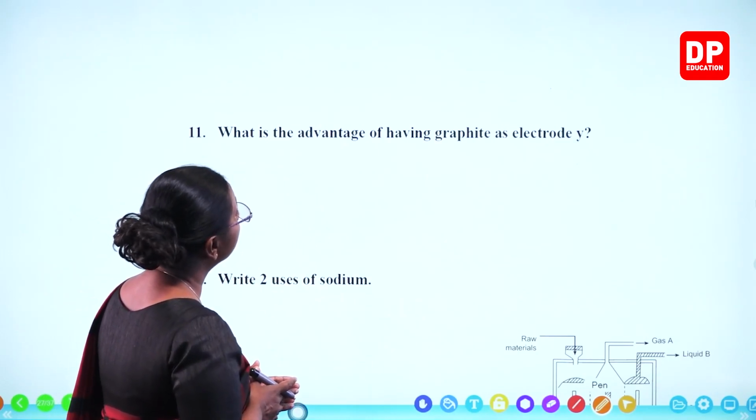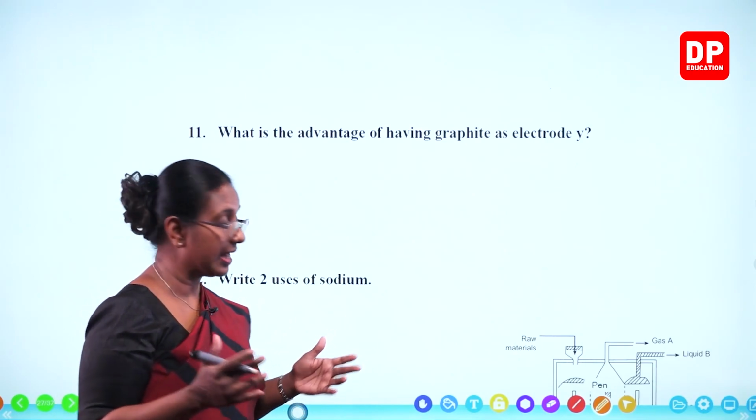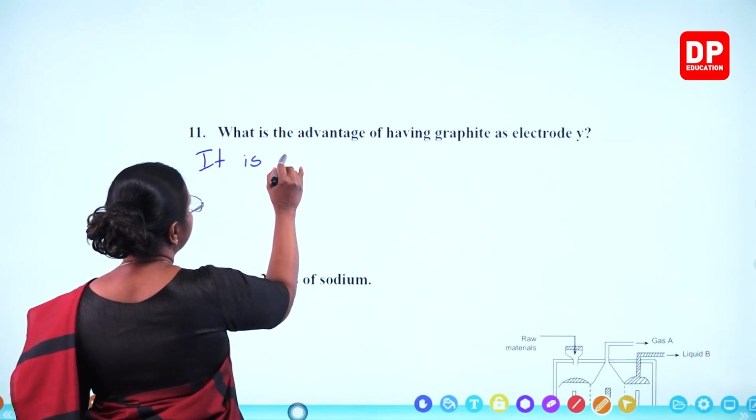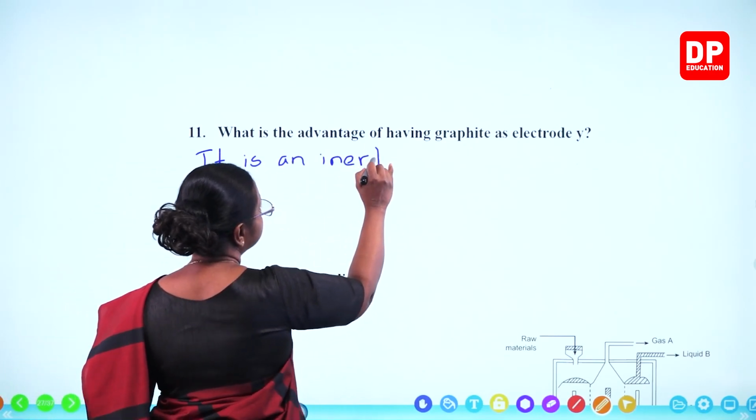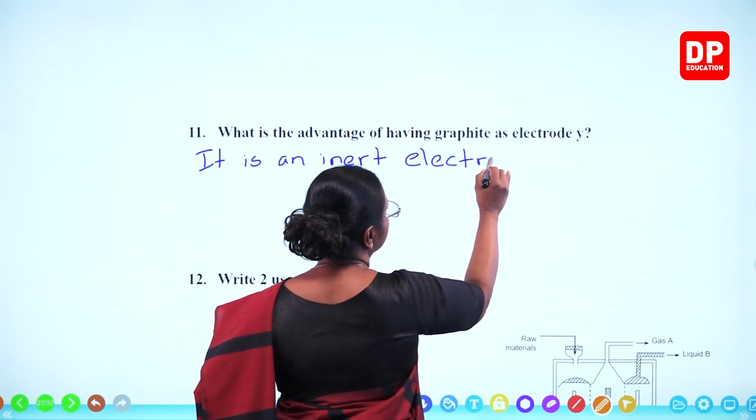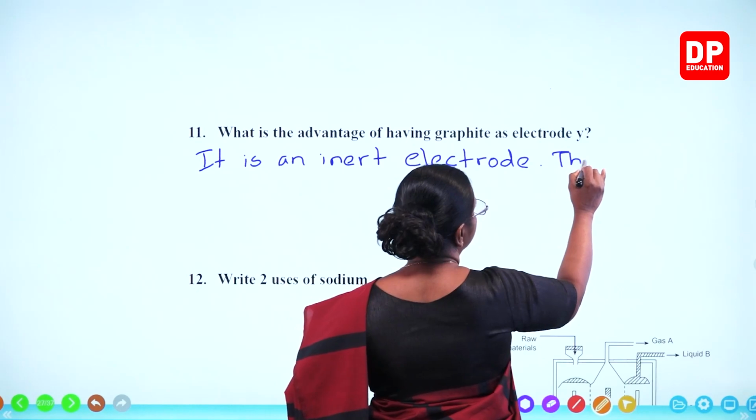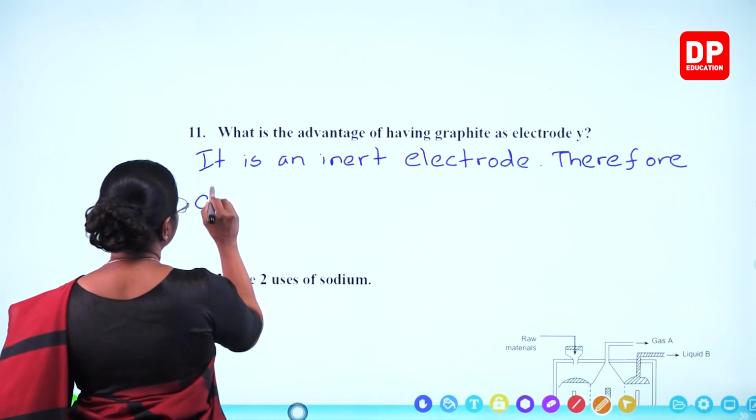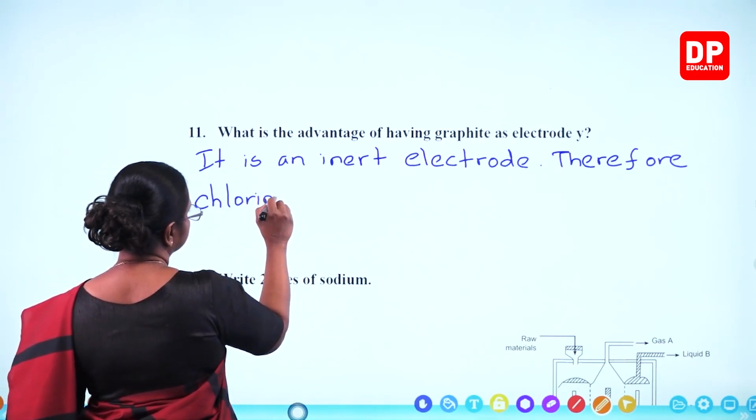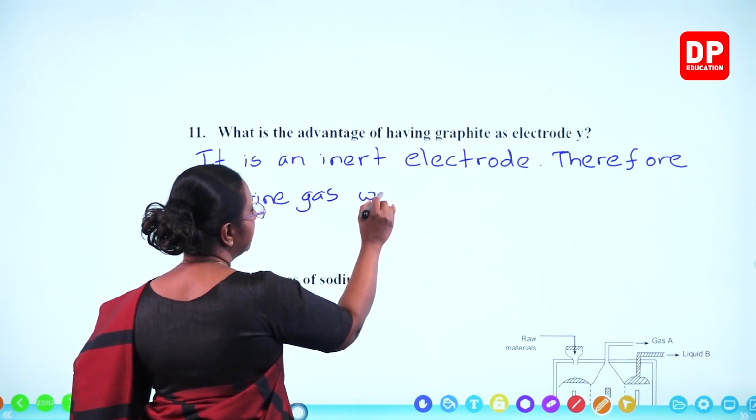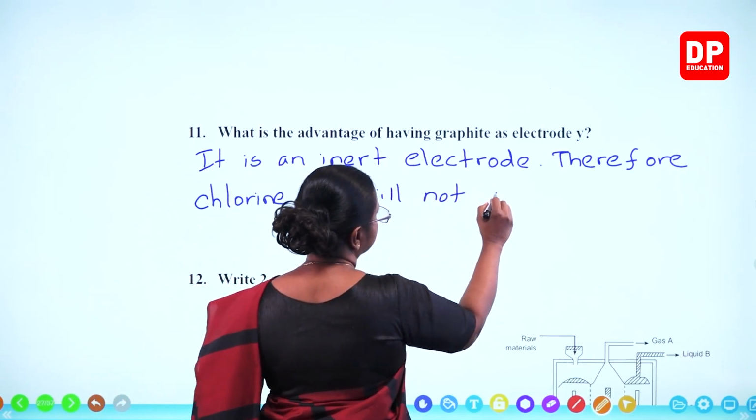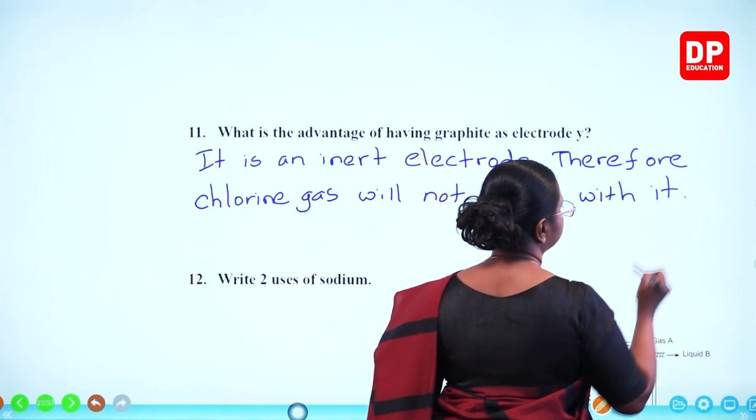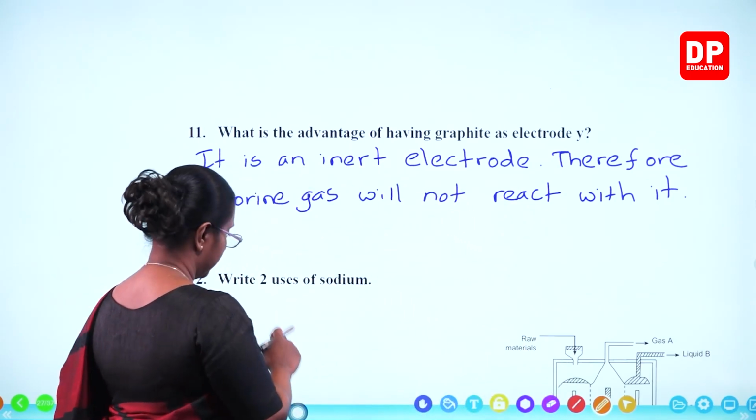What is the advantage of having graphite as electrode? It is an inert electrode. Therefore, chlorine gas will not react with it. So that is what you need to remember there.